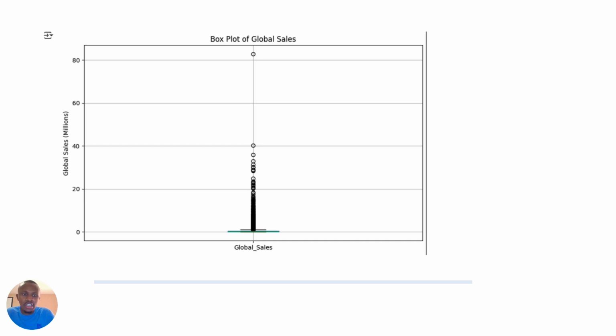Then of course the global sales. So we are finding out that there is a sale above 80 million. This could be about 90. So around 90 million is a sale that is just by itself, so it is an outlier. And then most of our sales are either 40 million and below.